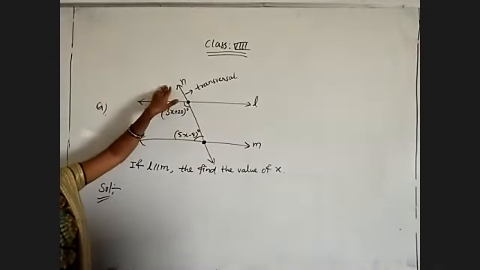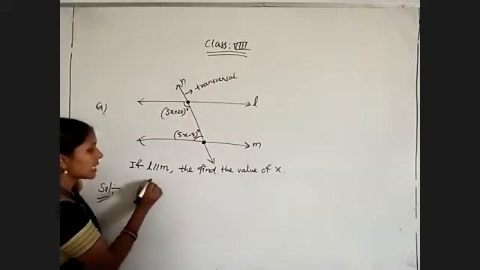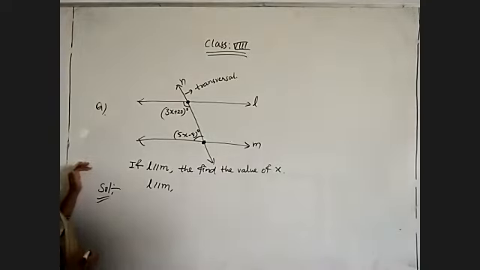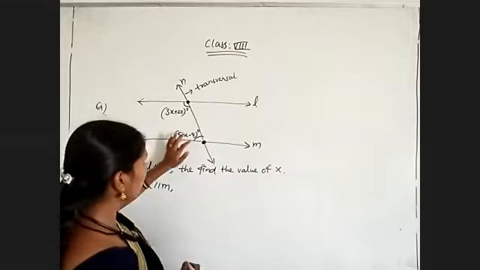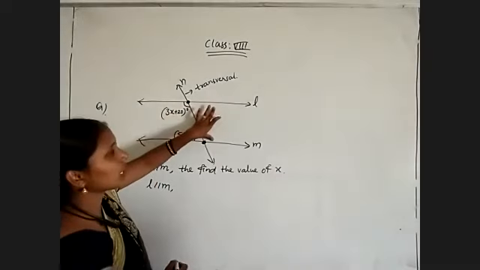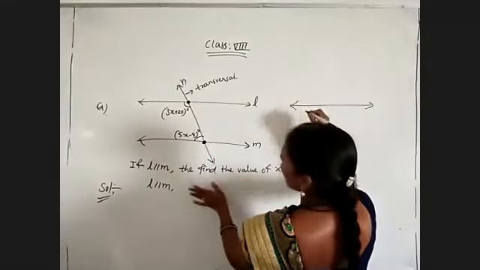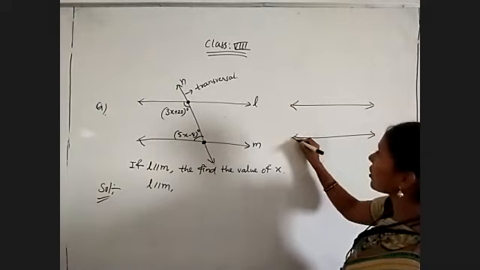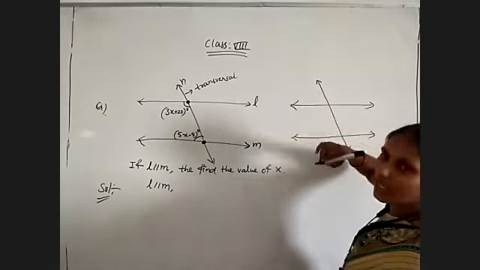So now I am revising all those. When L is parallel to M, then the corresponding angles are equal. Do you remember what the corresponding angles are? See, here I am taking only two lines. So let us simplify this. Before explaining this example, I am explaining once again the topics we have studied about parallel lines and transversal.